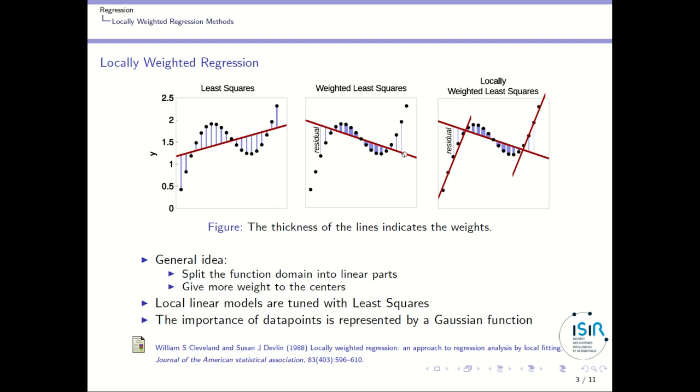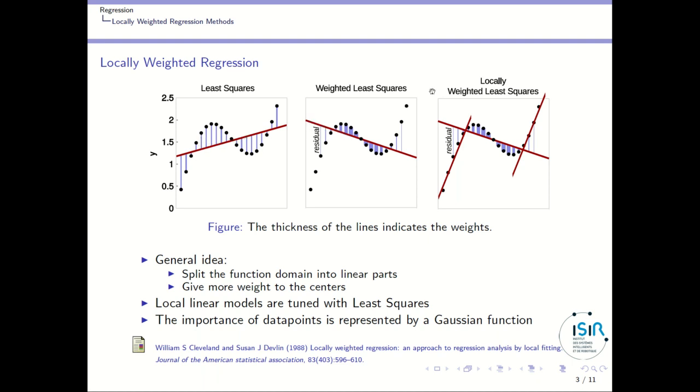The general idea is to focus on this part of the function, and to give more weight to the center of this part. So we have a large weight here and smaller weights when we go away from the center. If we multiply the residuals by a weight, this data point matters a lot, and this one a little less, and we don't care much about those which are far away from the center. So we'll get a linear model which is very different from the one we get here.